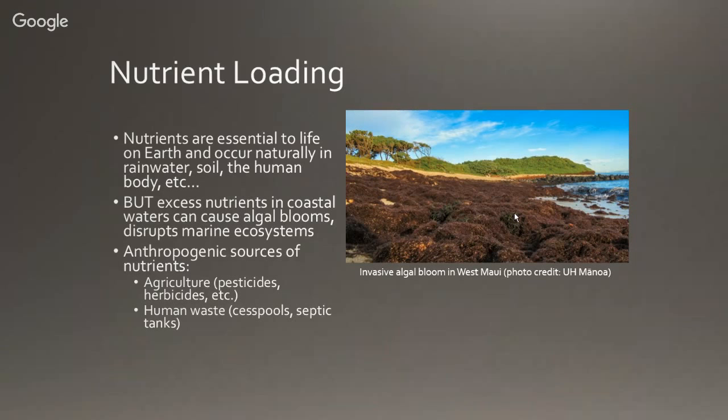And excess amounts often come from anthropogenic sources, like agriculture: fertilizers, pesticides, herbicides all get into the water and make their way to the coast, and then human waste from cesspools and septic tanks and other OSDS types.